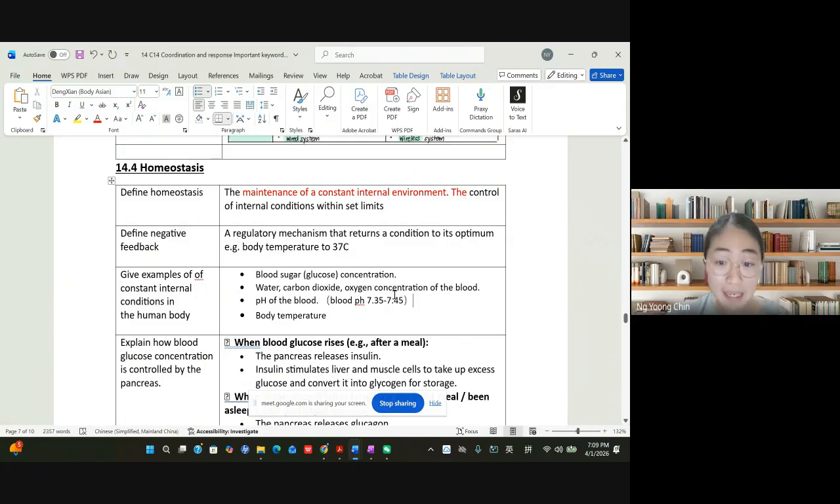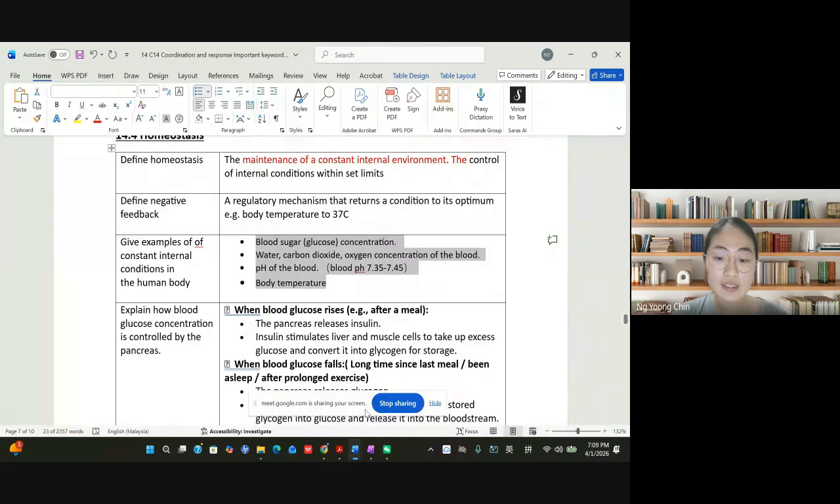It will be detected by the chemoreceptor in the brain. In the brain, you have a part we call the medulla oblongata. Your body will respond by increasing the respiration rate to excrete the carbon dioxide away. In this way, they can bring the blood pH back to 7.35. This is how they regulate it.